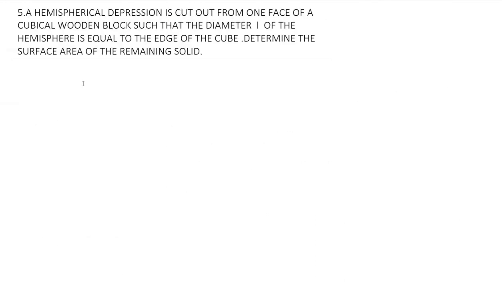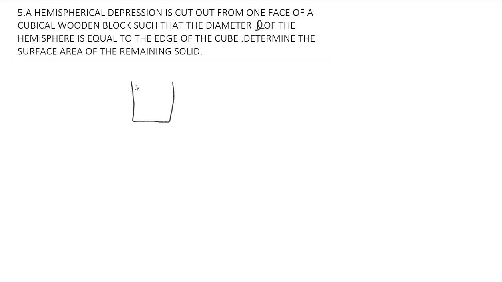Listen to this. The same thing we are going to apply here. A hemispherical depression is cut out from one face of a cubical wooden block such that the diameter L of the hemisphere is equal to the edge of the cube. Determine the surface area of the remaining solid. Actually, a cubical wooden block is there, and one face only I am drawing.